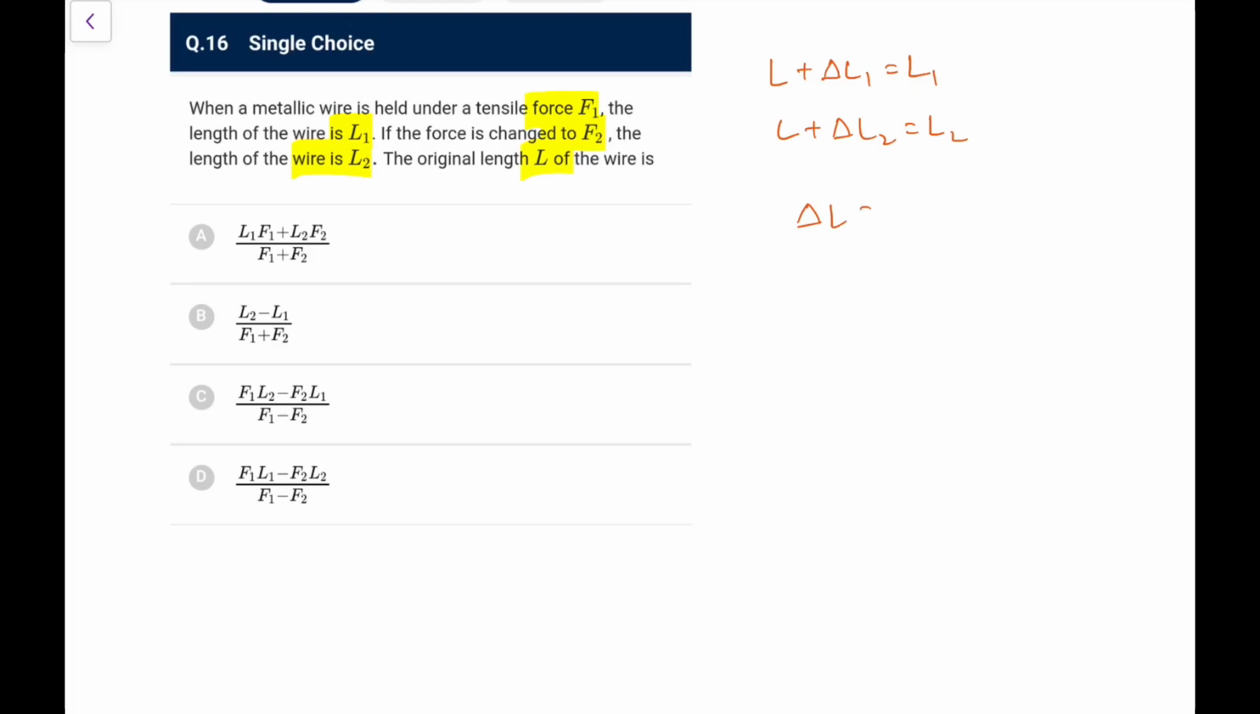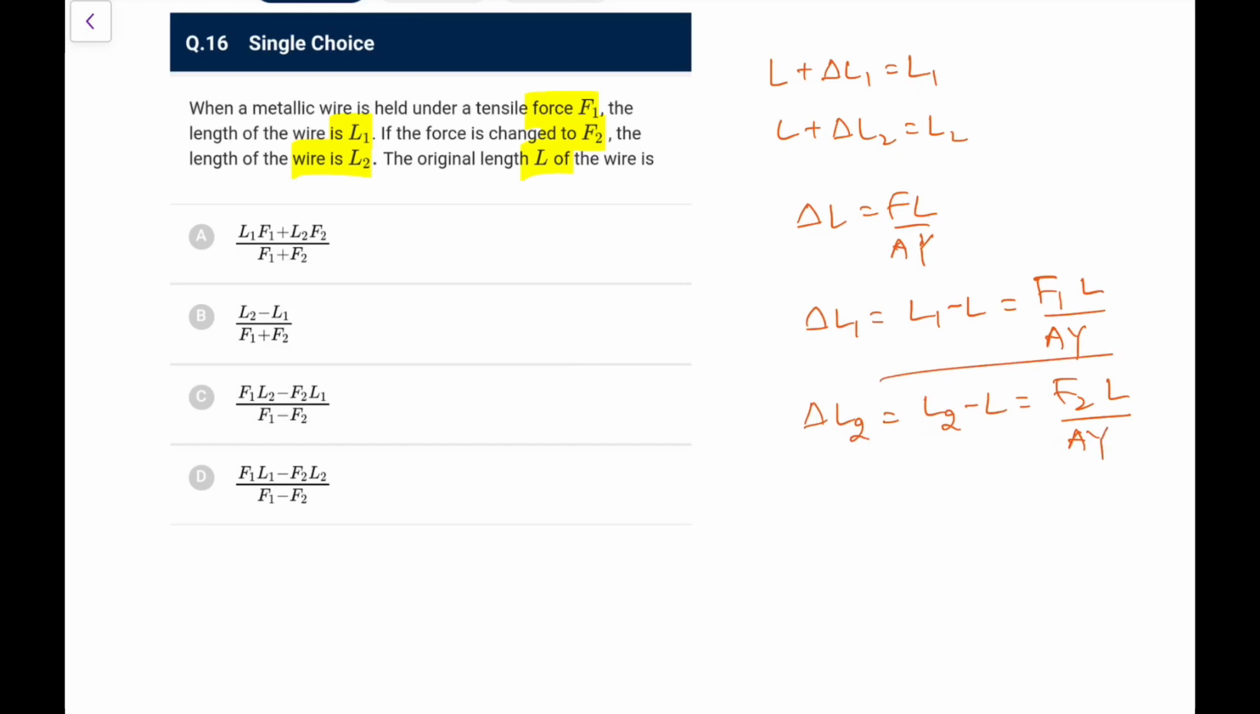We know delta L is FL upon AY. So for the first one, delta L1, I can write it as L1 minus L is equal to F1 L by AY. Similarly, in the second case, delta L2 is L2 minus L is equal to F2 L upon AY. Now divide them, this L will be cancelled, and you simplify this. You must have done this, I know this: F1 L2 minus F2 L1, or F2 L1 minus F1 L2 upon F1 minus F2, that is the result that will come.